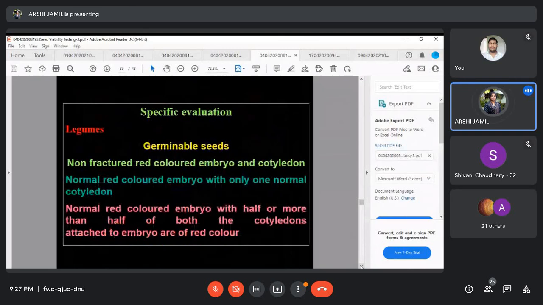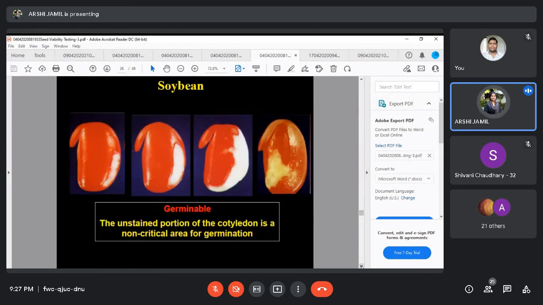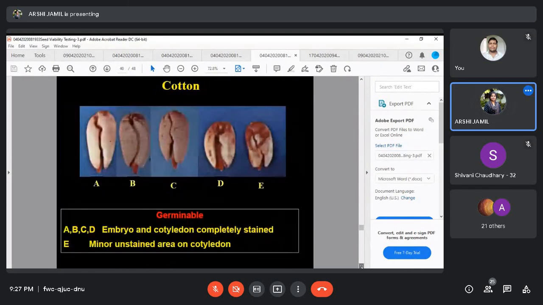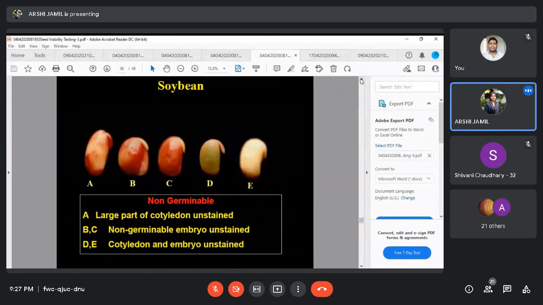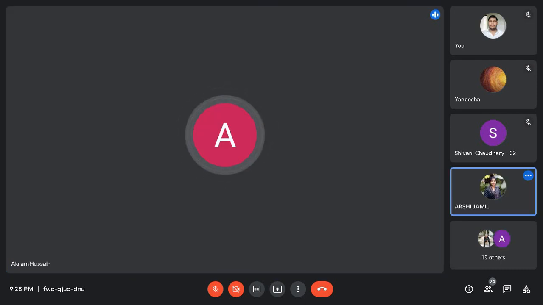So any confusion to anyone regarding this? How we prepare the sample, how we go for purity analysis, how we do the germination test, and how we go for the viability test. Any question, any query you people can ask. I'll send you the PDF, okay? Okay, ma'am.